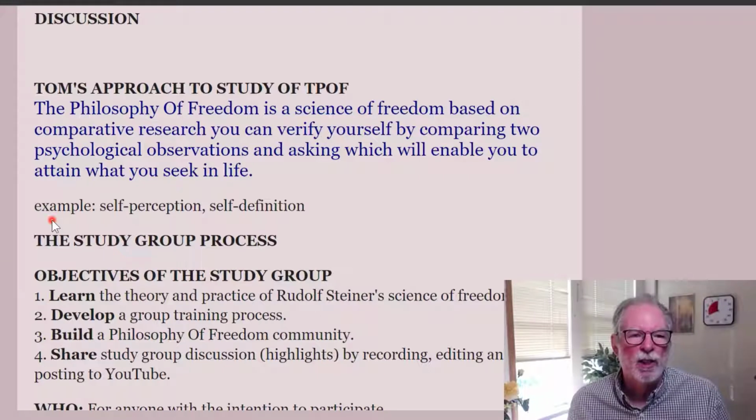Now, an example is last week we talked about self-perception compared to self-definition. The philosophy of freedom sets up comparisons throughout the book, and that's your comparative research. We discussed this in our experience of self-perception and our experience of self-definition. These two can be compared, and then you can ask yourself which will enable you to attain what you seek in life, which is part of the freedom Steiner is presenting.